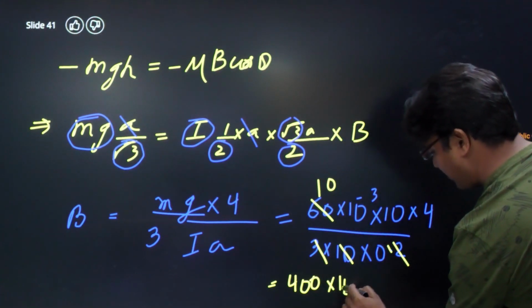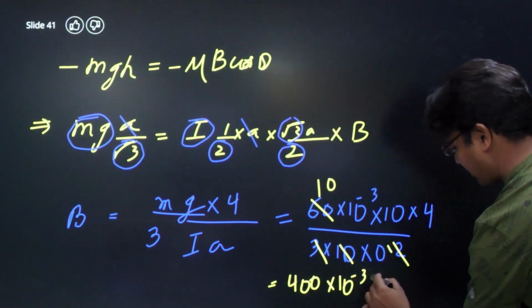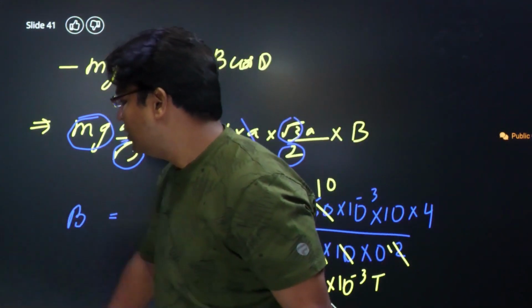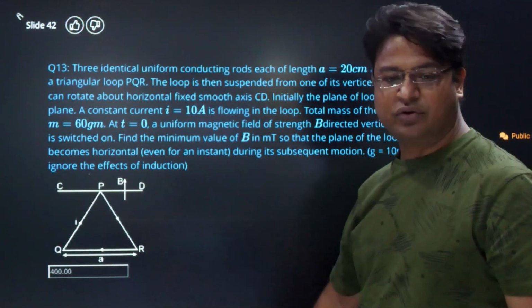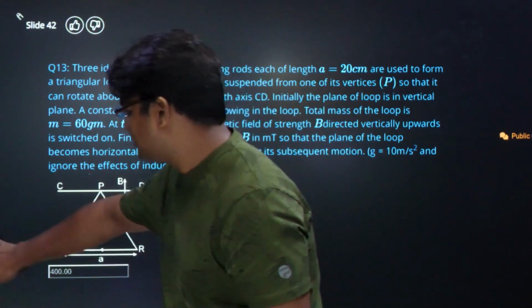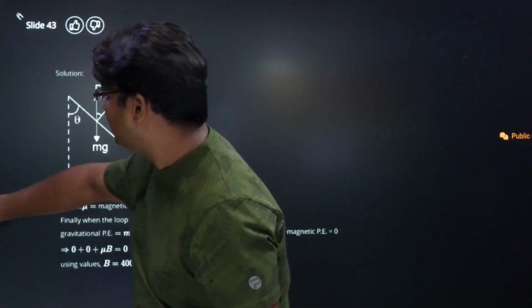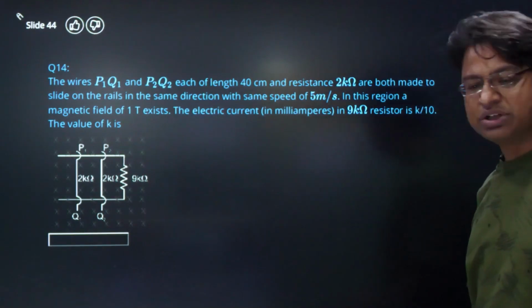400 into 10 raised to power minus 3 Tesla. So 400 millitesla should be the answer. Let's have a look whether it is correct or not. Yeah, 400 millitesla is correct. Alright students, so that was question number 13 for you. Now we'll go to question number 14.